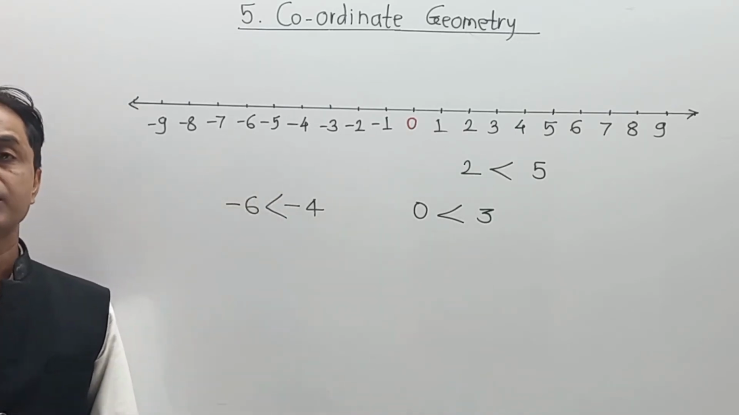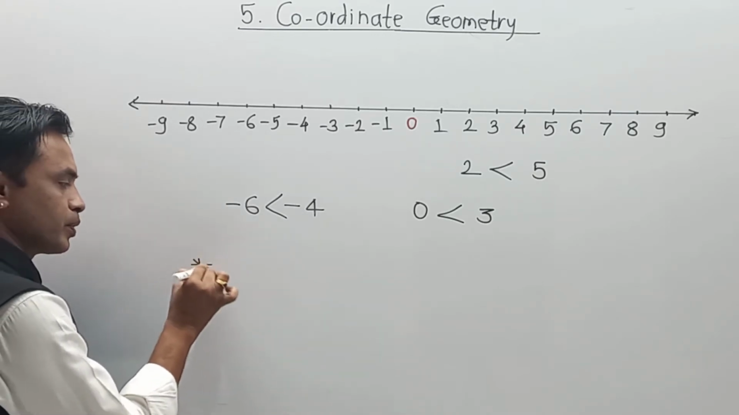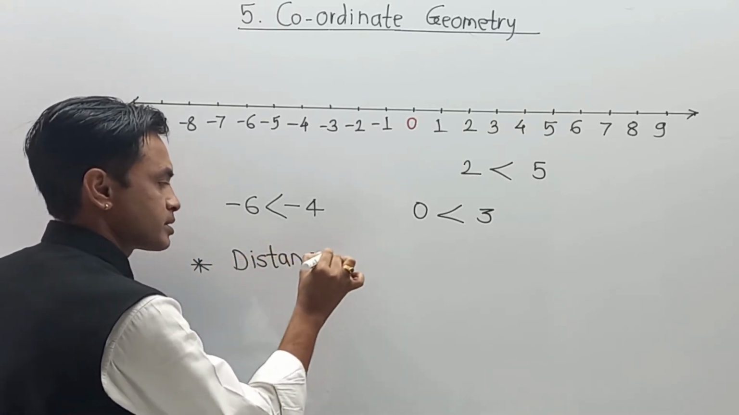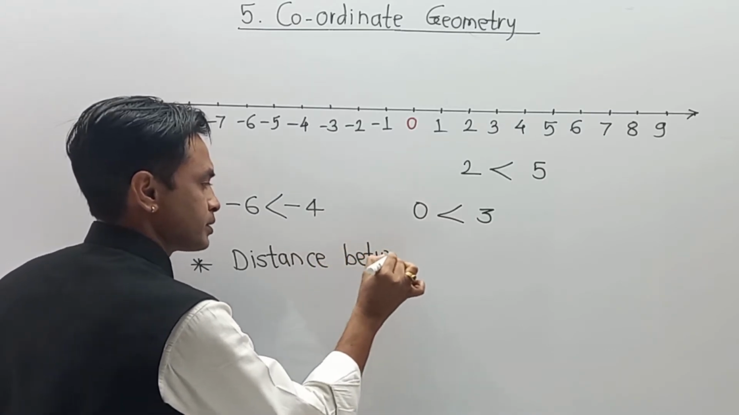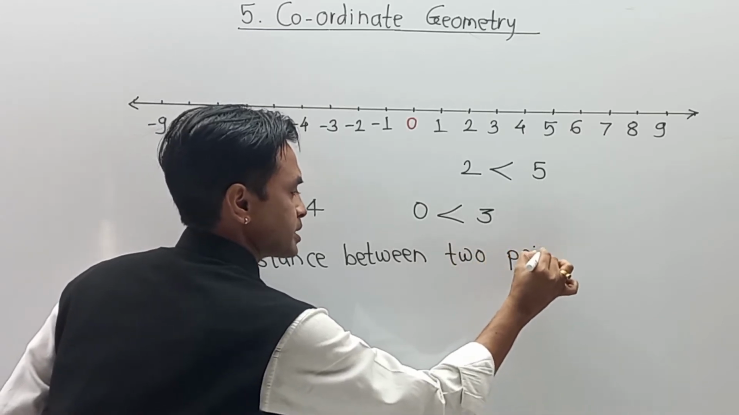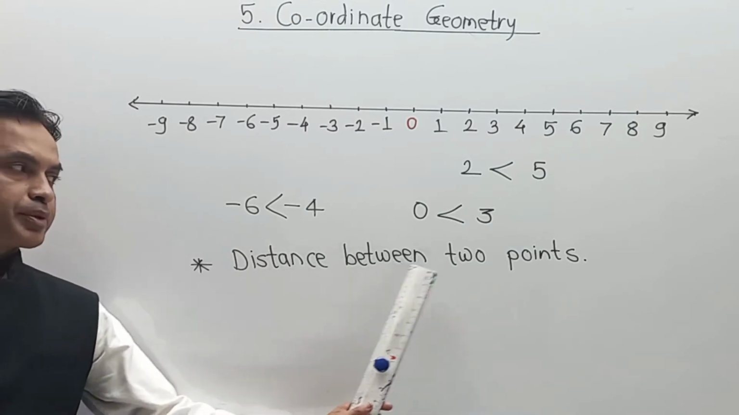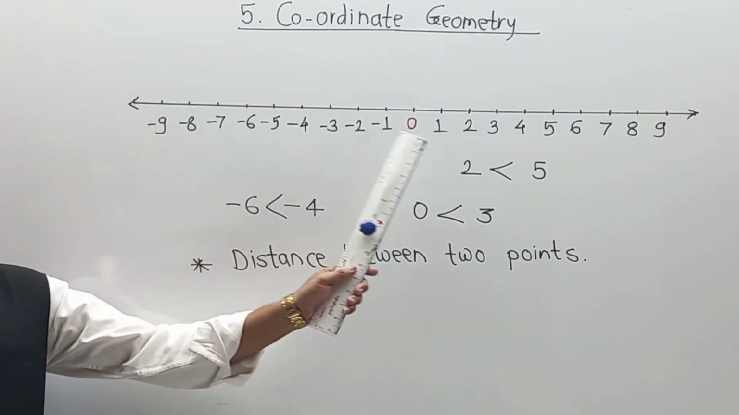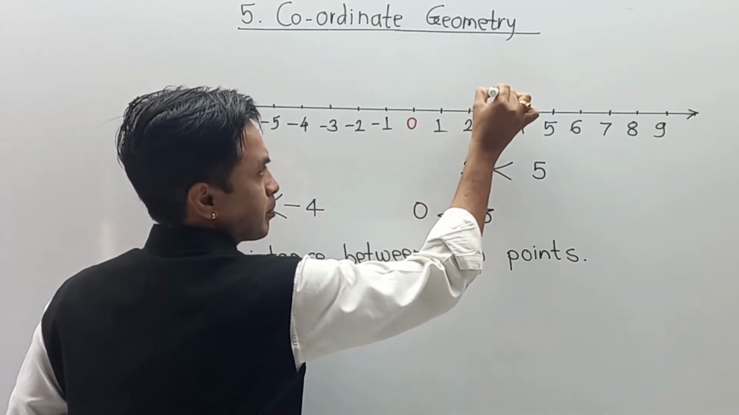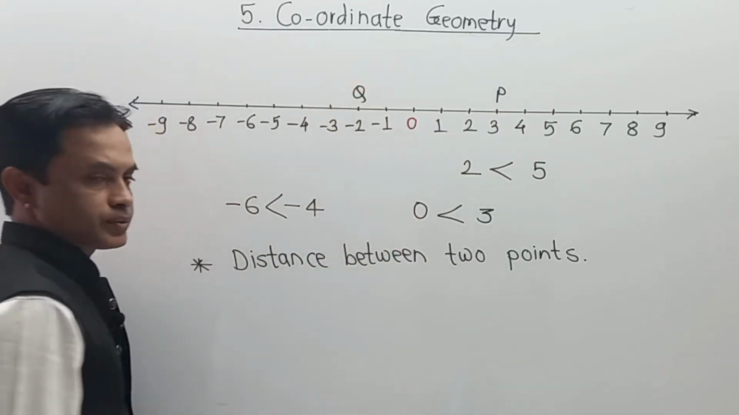This concept we are using for one fundamental application, and that concept is called distance between 2 points. Now what does it mean? Let me clear it practically. Here I am using the concept of distance between 2 points. Let us say I highlight this number 3 by point P and here minus 2 by point Q.